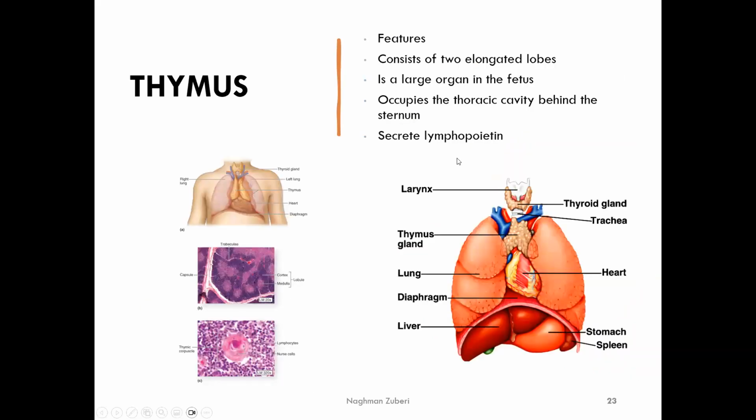Then comes the thymus. If we look at its features, it consists of two elongated lobes. It is a large organ in the fetus, but as age advances, its size starts regressing. It occupies the thoracic cavity behind the sternum, and it secretes lymphopoietin.